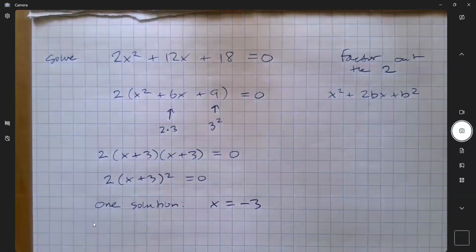Let's take a look at what that looks like on Desmos. Let's see, 2x squared plus 12x plus 18, which we factored into 2 times x plus 3 times x plus 3. Notice those are the exact same graph. And notice that it touches the x-axis only at one point. There is one x-intercept. Therefore, there is one solution to the quadratic equation.